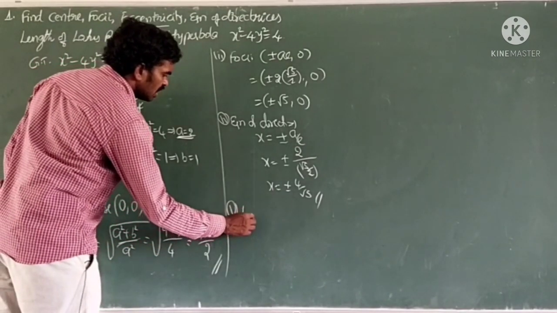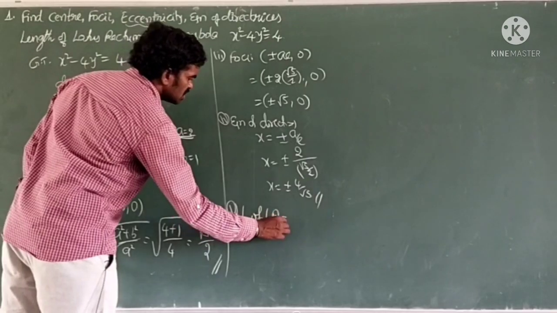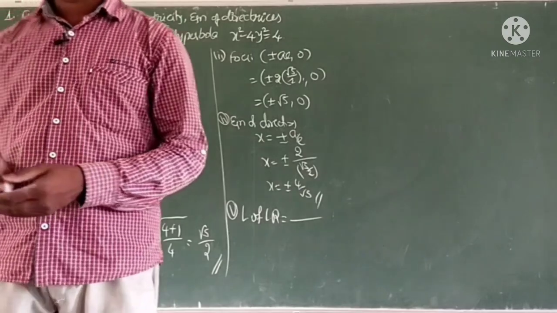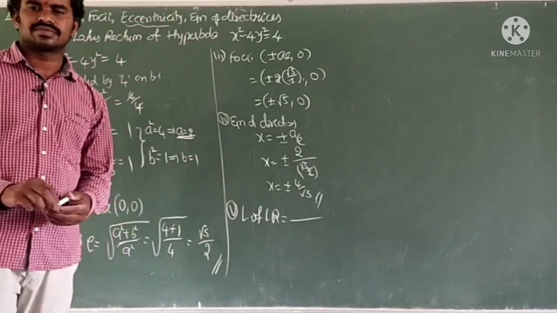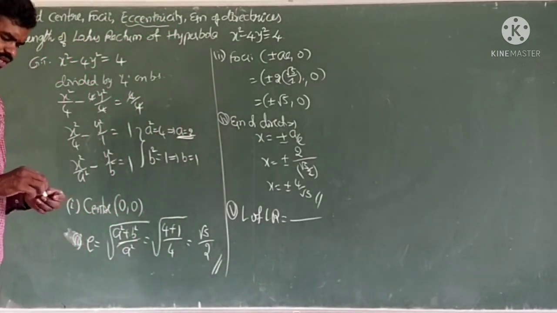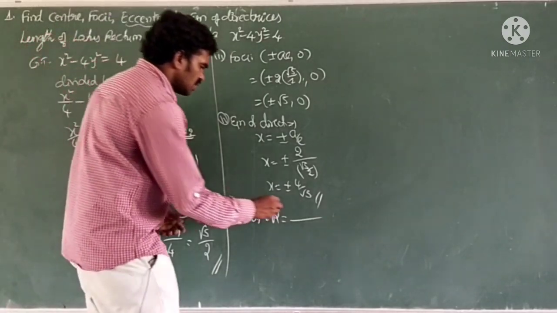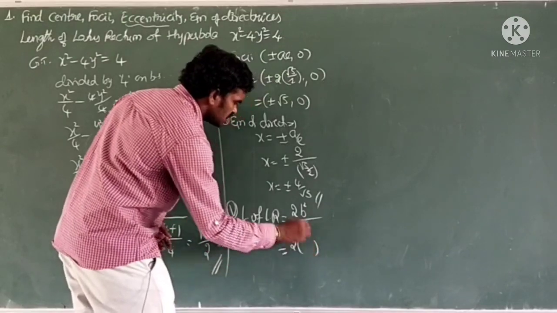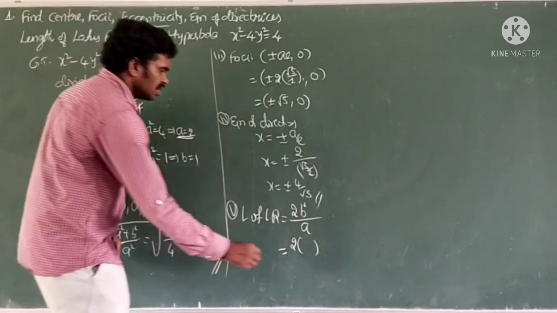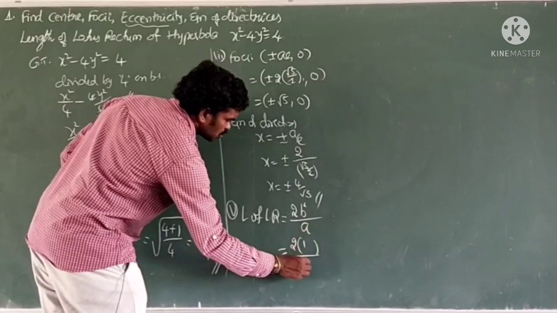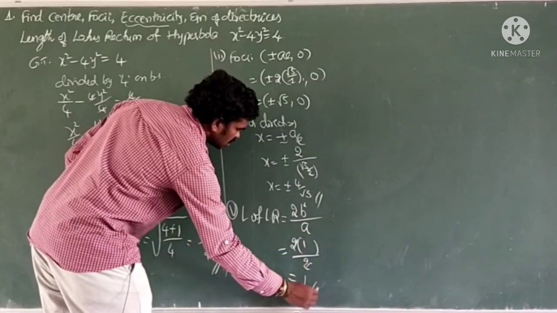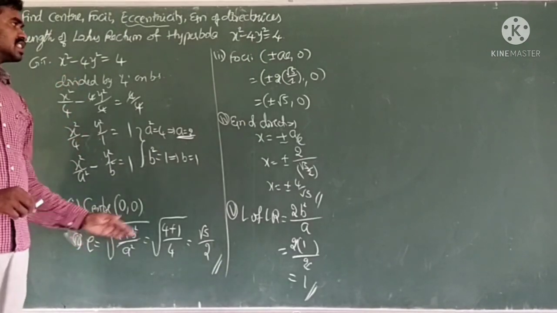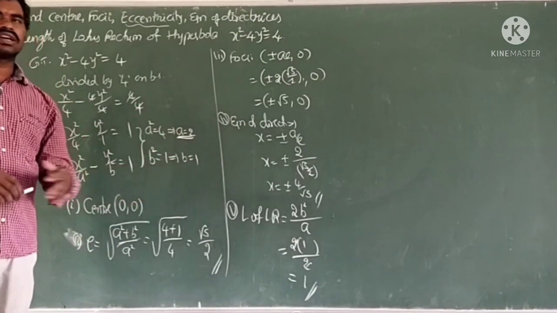So the length of latus rectum is equal to what? What is the formula for the length of latus rectum? 2b square by a. So 2 into b square value which is 1, by a which is 2. So the 2 gets cancelled, giving 1. So these are the center, eccentricity, foci, equation of directrices, and length of latus rectum.